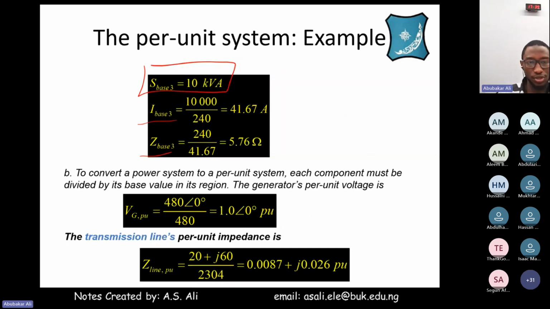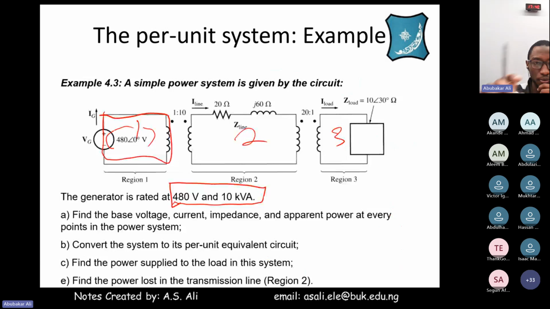Okay, so next is to see how we can convert everything to per unit system, so that you can say each component is given a value in per unit. Starting with the voltage at the generator, VG, we know this to be 480. Then we can divide it by V base 1. So 480 angle 0 degrees divided by V base 1 gives you 1.0 angle 0 degrees. And as you can see here, we are in per unit because V and V are going to cancel out.